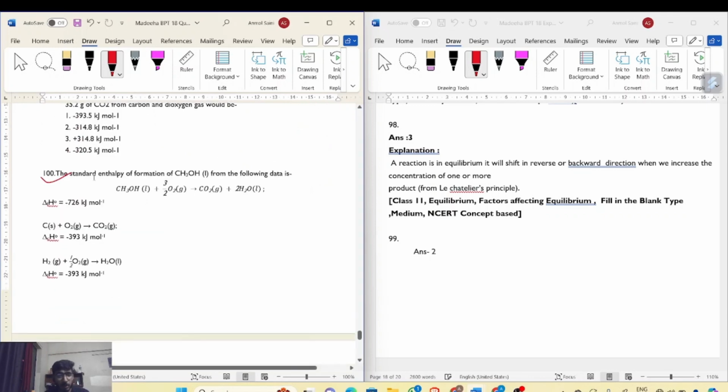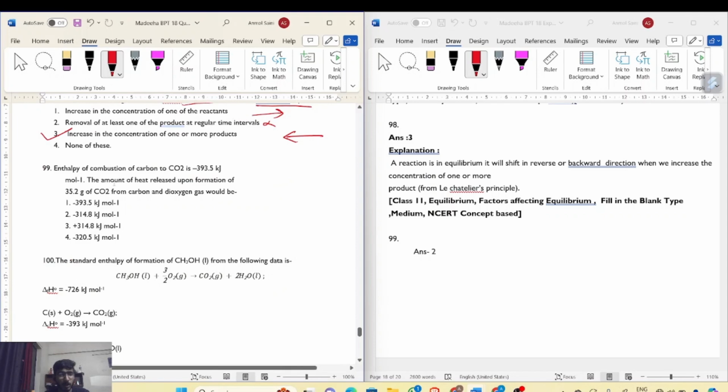Now question number 99. Enthalpy of combustion of carbon to CO2 is minus 393.5 kilojoule per mole. The amount of heat released upon the formation of 32.5 gram of CO2 from carbon and dioxygen gas would be. Okay.